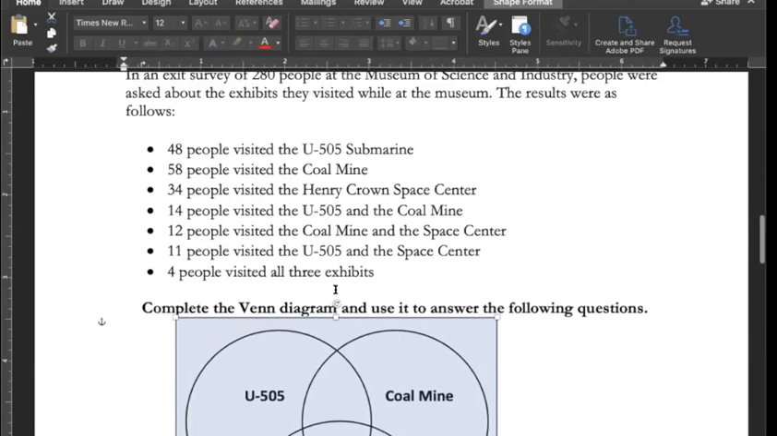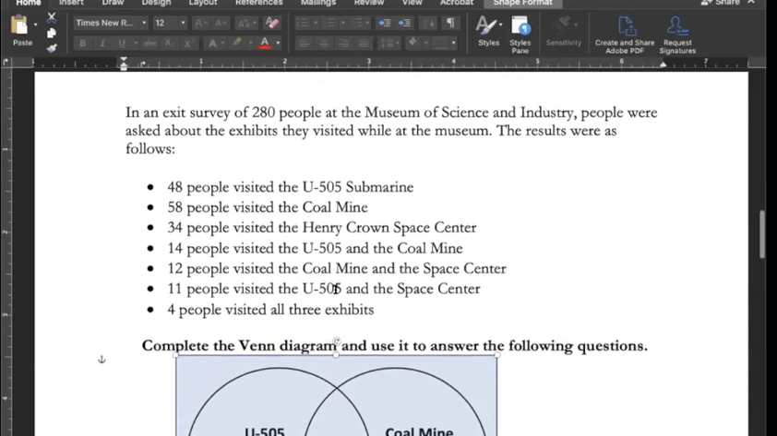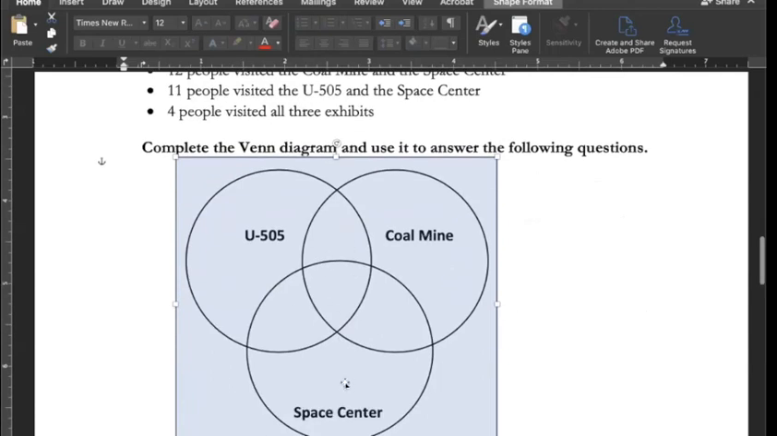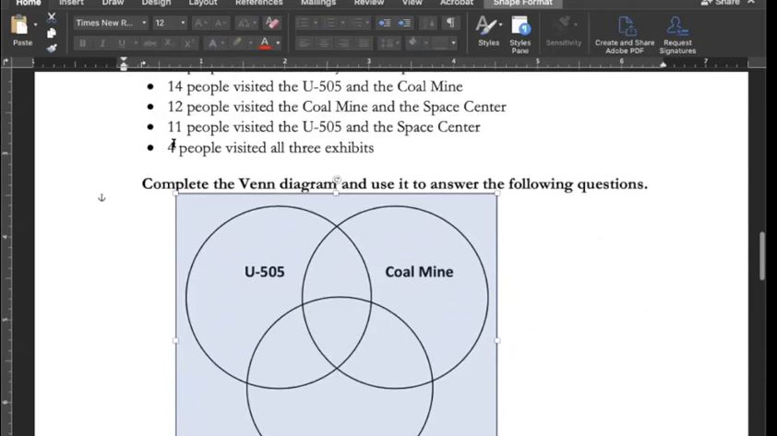Now, folks, here is the best way to do this. You always want to start in the middle if you can. This is kind of a rounded triangle region right here, if you will. That's the intersection of submarine, coal mine, and Space Center. These people that are in this group are the people who went to all 3 exhibits. And they tell us right here that 4 people visited all 3 exhibits. So we're going to put a 4 in there, okay?